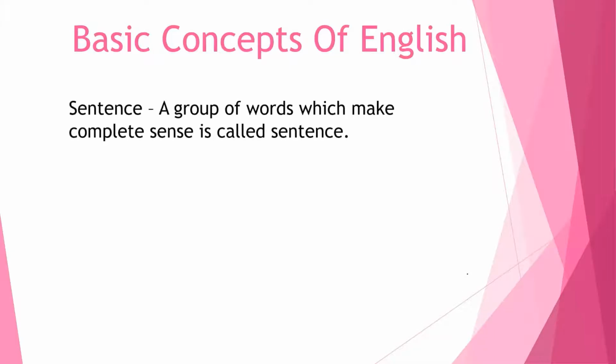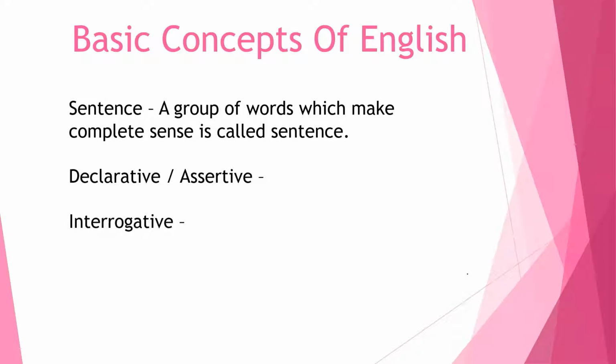The very basic concept of English is the sentence. A group of words which make complete sense is called a sentence. There are four types of sentences: declarative or assertive sentence, interrogative sentence, imperative sentence, and exclamatory sentence.